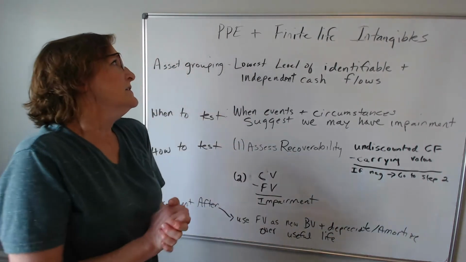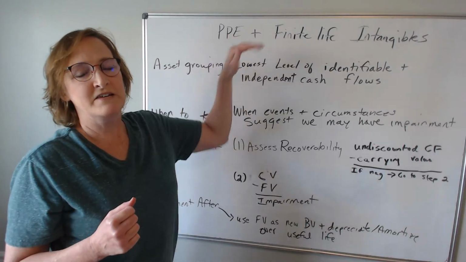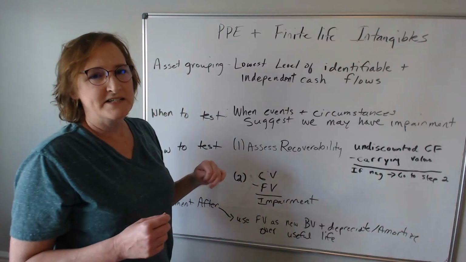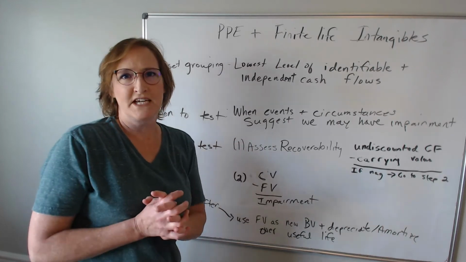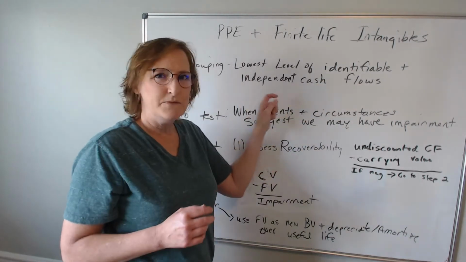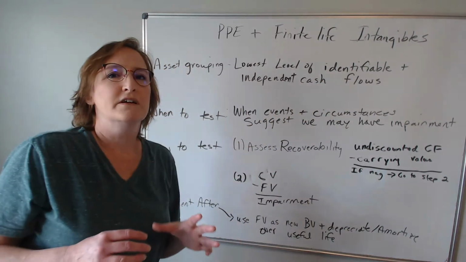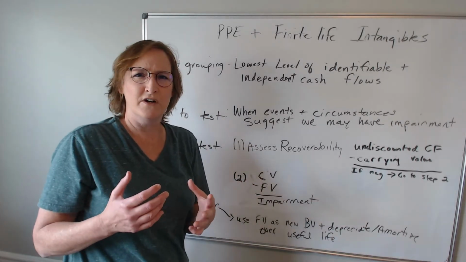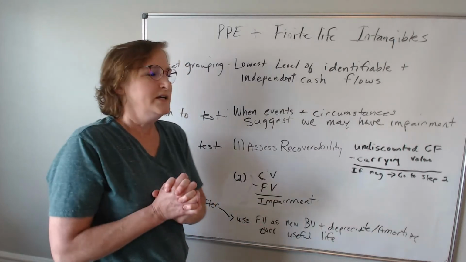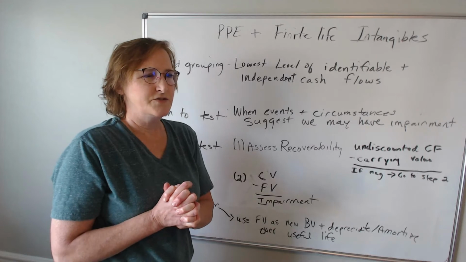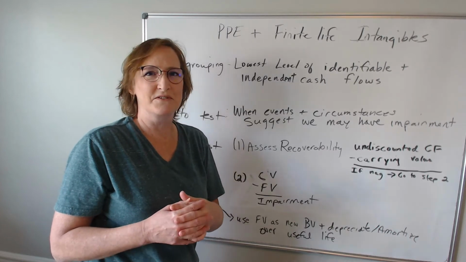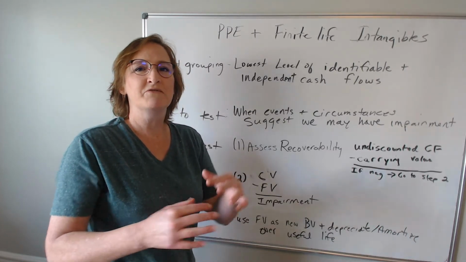All right, so this group is the property, plant, and equipment, and any finite life intangibles. The asset grouping is the first thing we look at. Basically, we have to see which assets work together. What we look for is the lowest level of identifiable and independent cash flows. So given that you can provide information on a certain group of assets, maybe they're all used for the same revenue stream, and so they work together. If that revenue stream is not doing great, or there's a problem, we might have an impairment that affects the whole group.